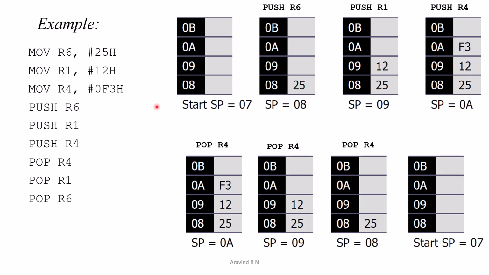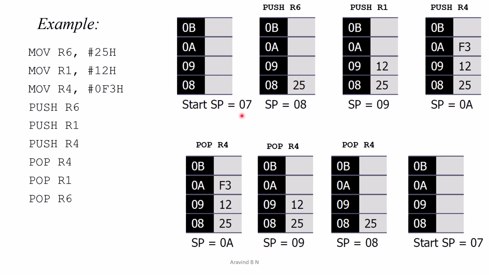So here is the illustration. An example has been taken over here, a small program. In this, 3 registers are being used, R6, R1 and R4. First the push operation is being performed, then the pop operation is being performed. Right? How this is going to work on the stack has to be illustrated through this diagram. Now this diagram is going to illustrate the position of the stack pointer.